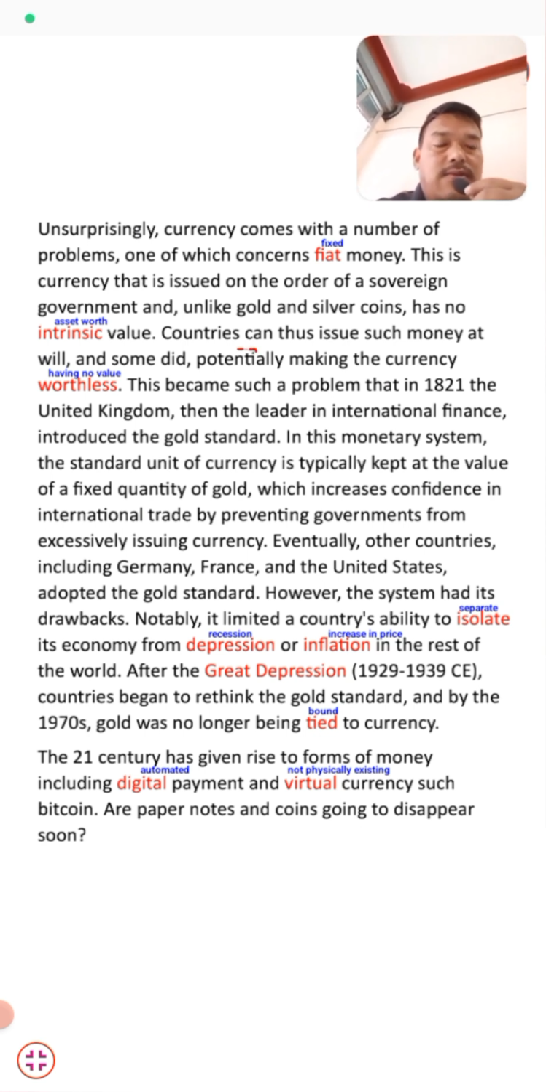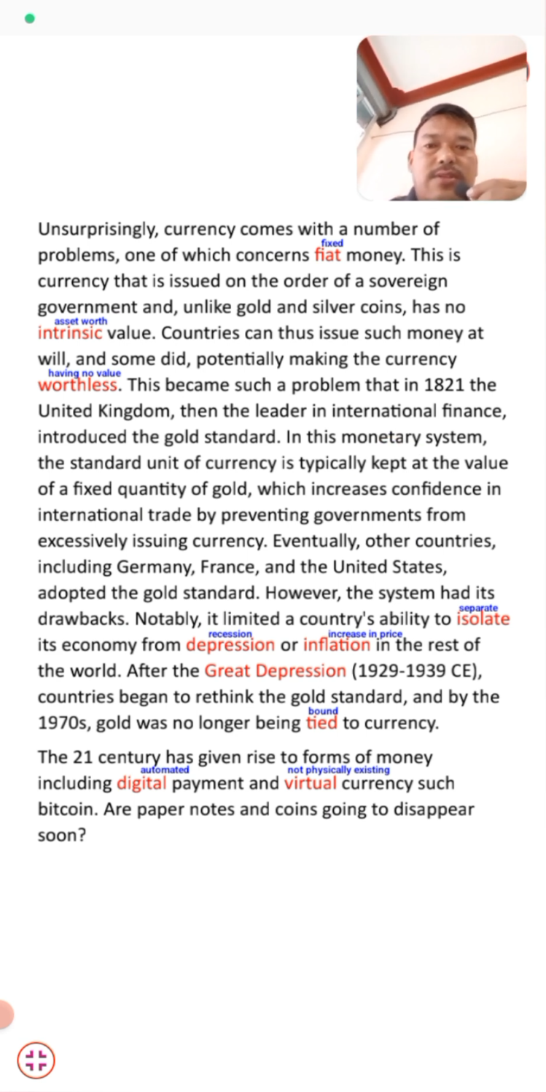Then some of the states have the ability to create and distribute money as they wish. Some countries may do this to excess, being given the power and access, and causing a decline in the value of their currency. This caused so much trouble that Britain, the leader in international finance, adopted the gold standard in 1821.